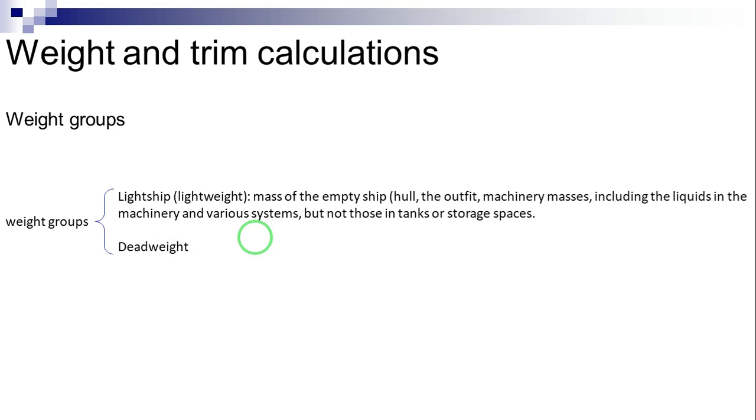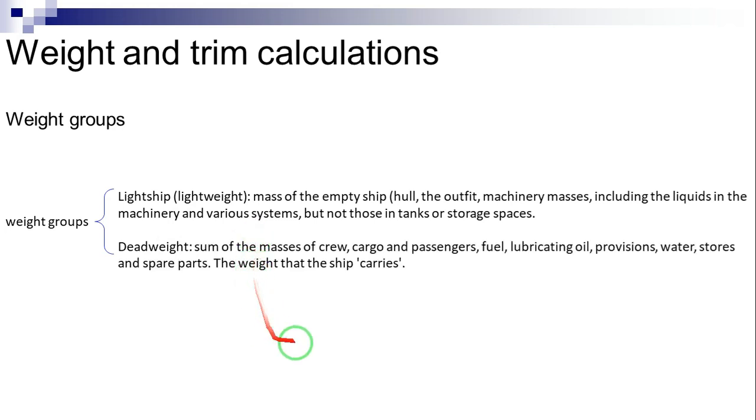The dead weight is the sum of the masses of crew, cargo, and passengers, fuel, lubricating oil, provisions, water, stores, and spare parts. The usual abbreviation for dead weight is DWT. In simpler terms, the dead weight is the weight that the ship carries.